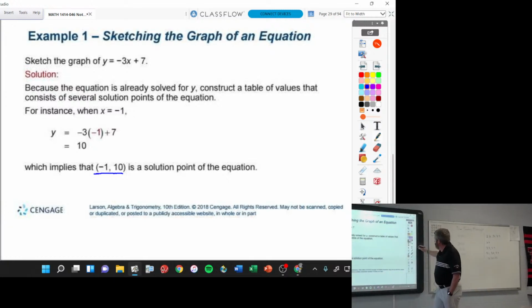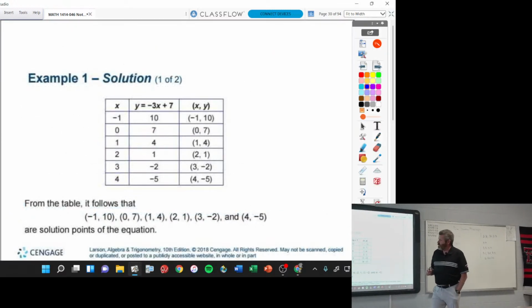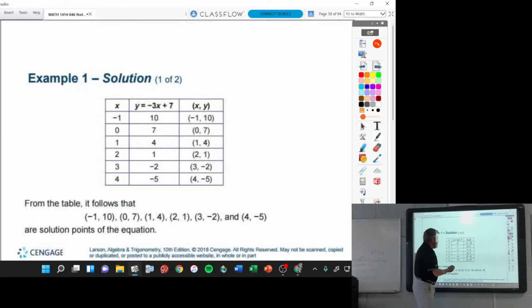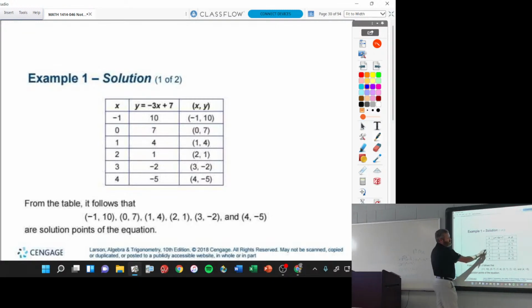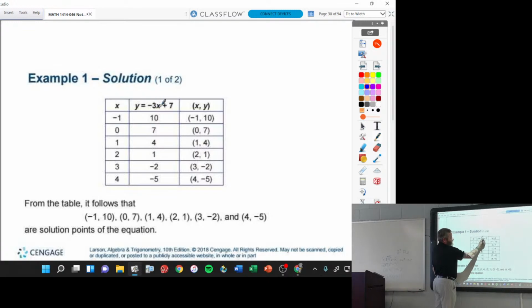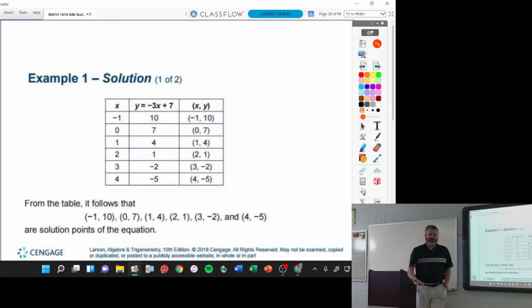I'm going to go to the next screen, and we're going to see a table already made for us. If you'll notice, they have chosen some values for x: negative 1, 0, 1, 2, 3, and 4. In the second column is the actual function itself, y equals negative 3x plus 7. We just saw that when you plug in negative 1, the output value was 10, so that coincides with the point (negative 1, 10). Similarly, if we plug in 0, negative 3 times 0 is 0, 0 plus 7 is 7, so the output is 7, and the point (0, 7) is also on the line. And we can do that for different values of x.